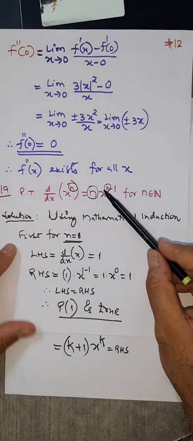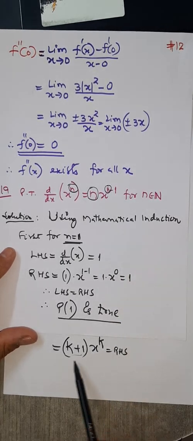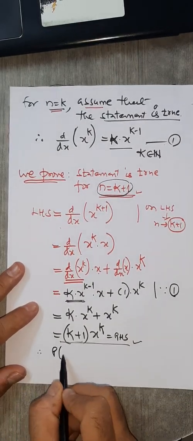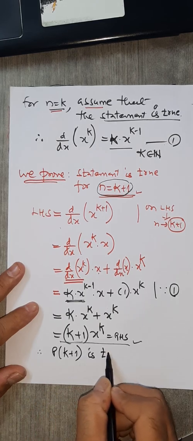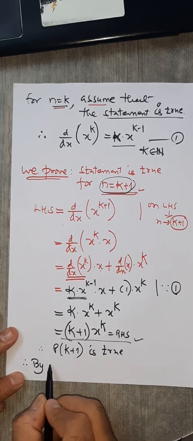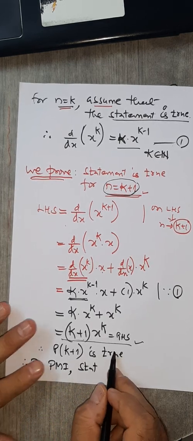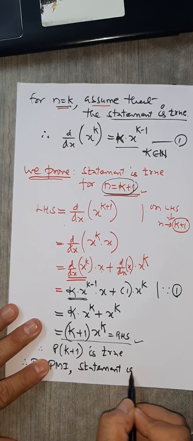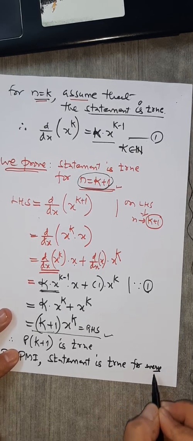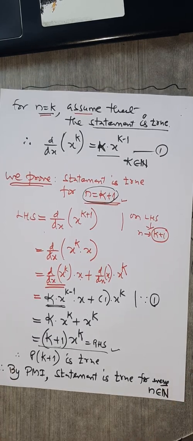Just put n equals to k plus 1. So here k plus 1 minus 1, so k. This is your RHS. So therefore, you can say that P of k plus 1 is true, and therefore by PMI, if you remember, PMI means mathematical induction. By principle of mathematical induction, the statement is true for every n belongs to N. You know PMI is applicable only for natural numbers.